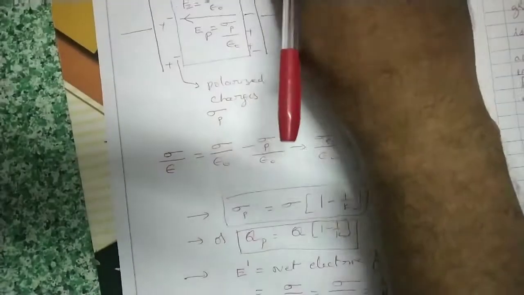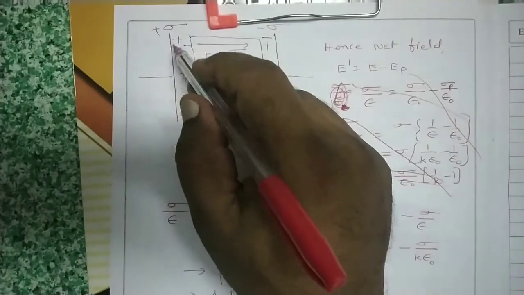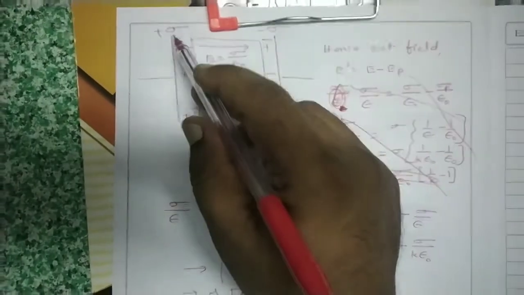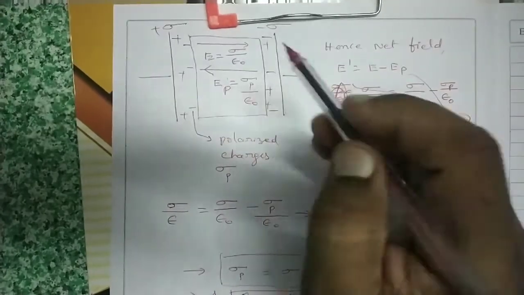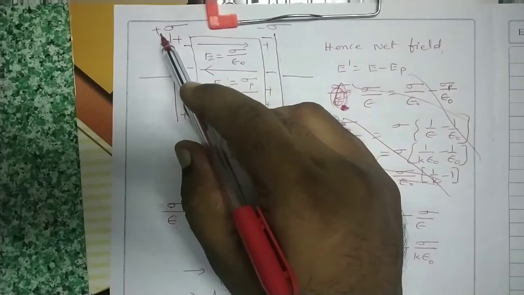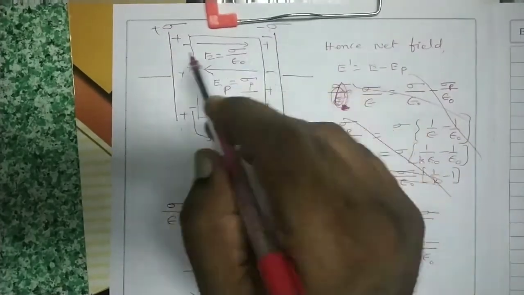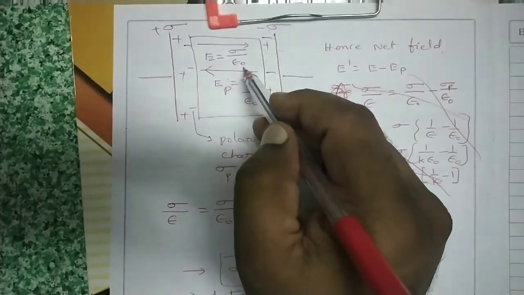For example, see here I have shown one diagram in which this is a capacitor plate, this is also a capacitor plate, and this is a charged capacitor. This plate consists of positive charge and this plate consists of negative charge. Here positive charge density plus sigma, here minus sigma. Between the capacitor plates there will be an electric field, and that electric field is E equals sigma by epsilon 0.